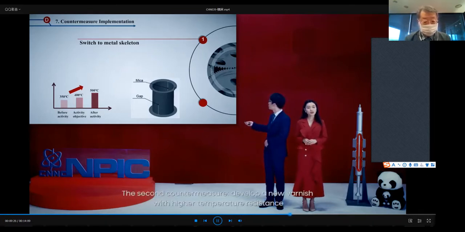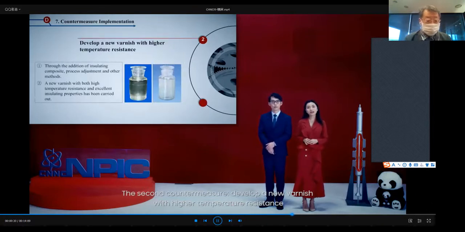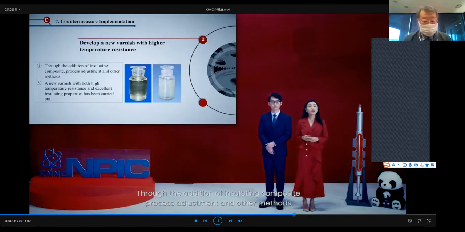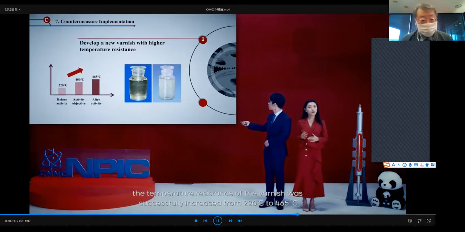The second countermeasure is developing a new varnish with higher temperature resistance. Through the addition of insulating composite, process adjustment, and other methods, the temperature resistance of the varnish was successfully increased from 220 to 465 degrees centigrade.